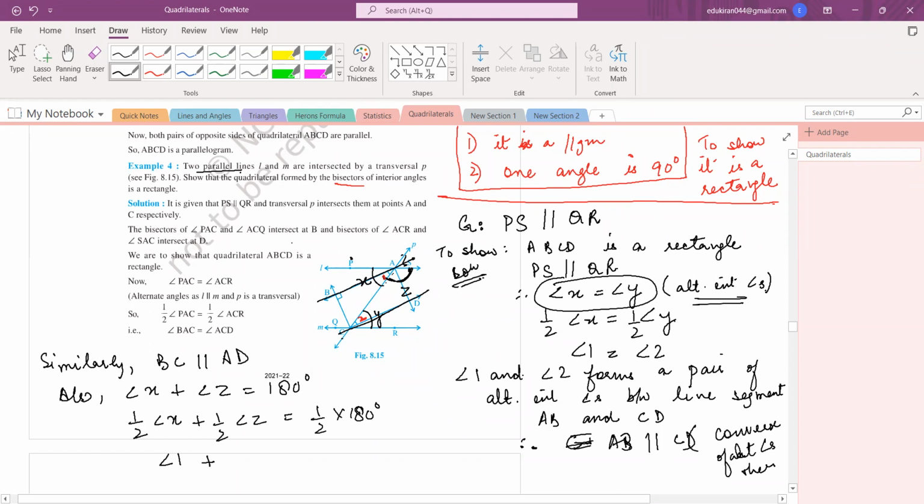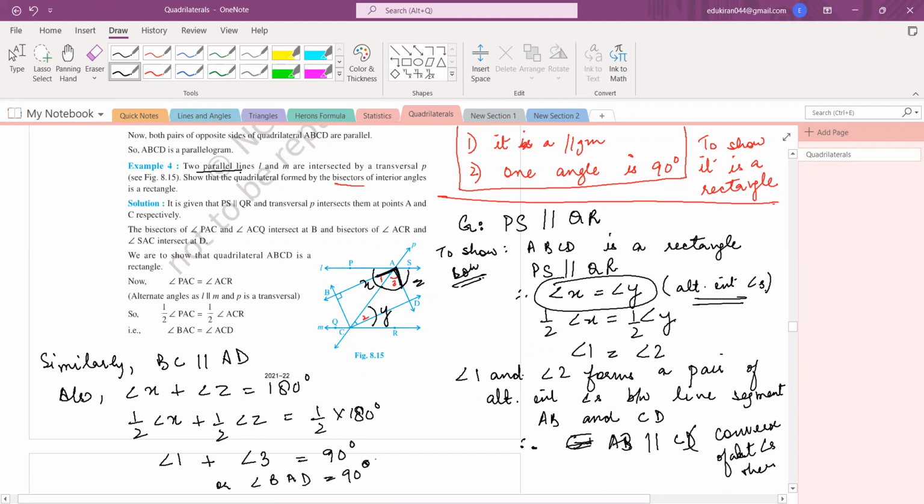Let me just clean my figure a little bit. It's so messed up. So I said this is my angle 1, this is my angle 2. Let's say this is your angle 3. Now, this complete angle I was saying X, this complete angle I'm saying Z, and this complete angle was my Y. So half of angle Z means angle 3 is equal to 90 degrees, right? And angle 1 plus angle 3, this complete angle, or angle BAD, is equal to 90 degrees.